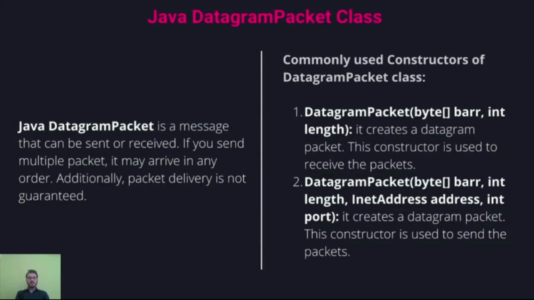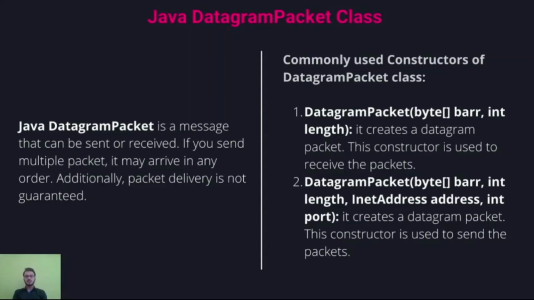Java Datagram Packet class. The Java datagram packet is a message that can be sent or received. If you send multiple packets, they may arrive in any order. Additionally, packet delivery is not guaranteed. So the datagram packet is basically a message which we send with the help of datagram socket, which is a mechanism for communication between client and server.